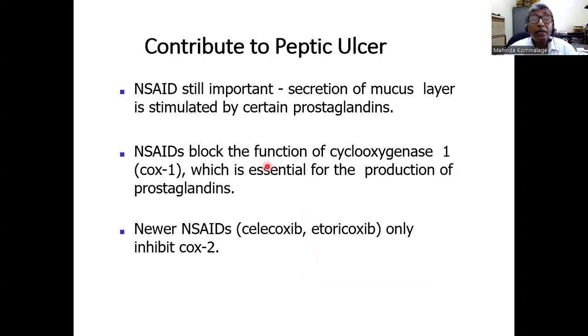Right. So as I mentioned earlier, some drugs which inhibit prostaglandin production, known as the group NSAIDs, non-steroidal anti-inflammatory drugs, will contribute to gastric ulcer.